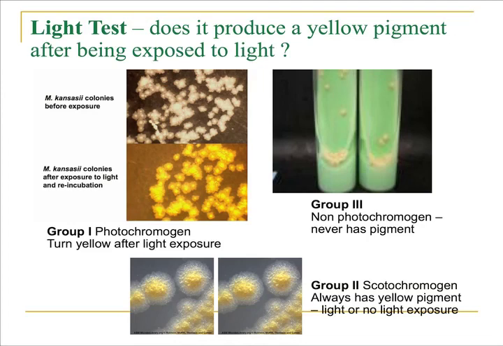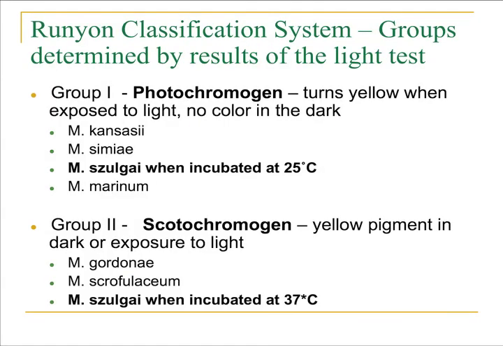So based on this Runyon Classification System, you can see on the next slide, we can group different organisms into Runyon groups. Group 1, the photochromogens, which turn yellow when exposed to light, include the major species kansasii, simiae, szulgai, and marinum. Szulgai is one of the most unusual organisms in the light test in that it will actually be a photochromogen at 25 degrees, and if you notice in group 2, it is actually a scotochromogen when incubated at 37 degrees. When we were using the light test to help us with identifications, this was a very important little fact that we kept in our heads with the identification of szulgai.